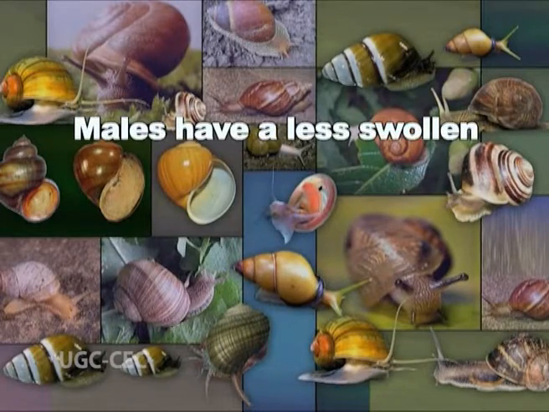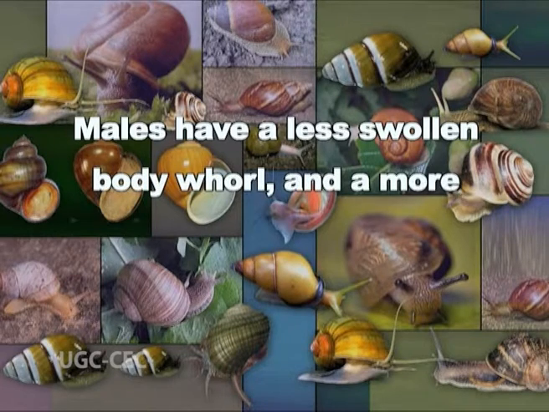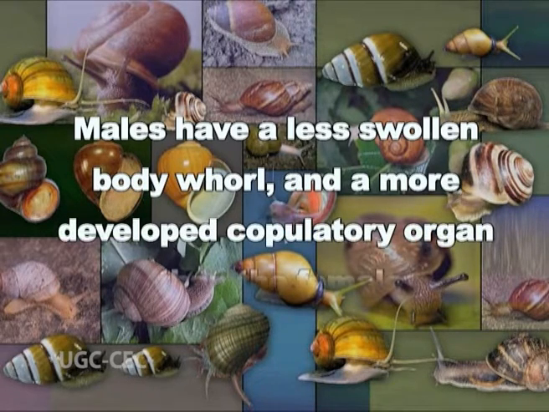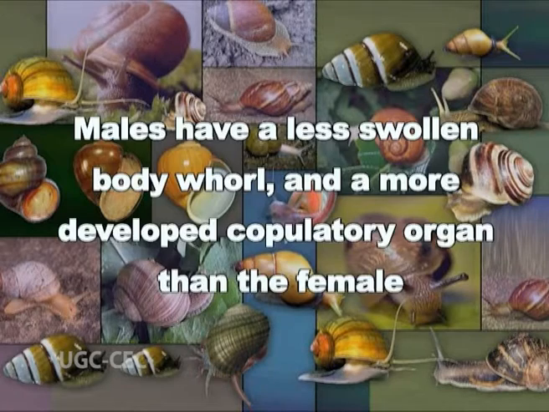Sexes are separate and sexual dimorphism is distinct. The shell of the female is larger and more globular than the male. Males have a less swollen body whorl and a more developed copulatory organ than the female.